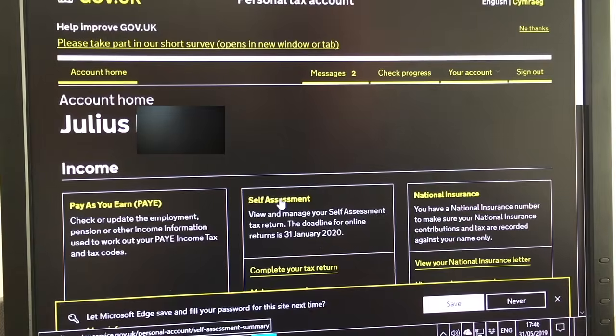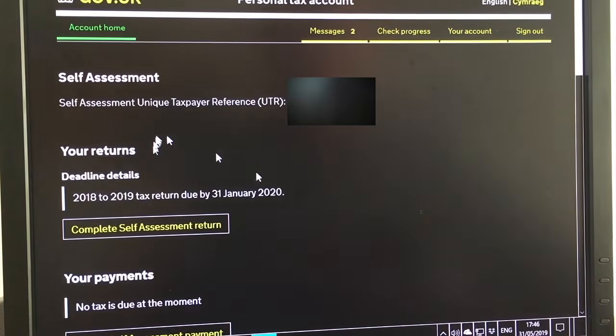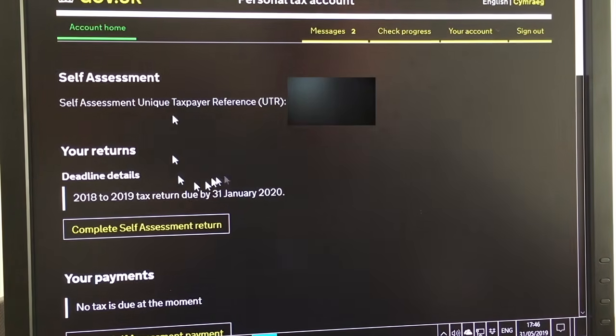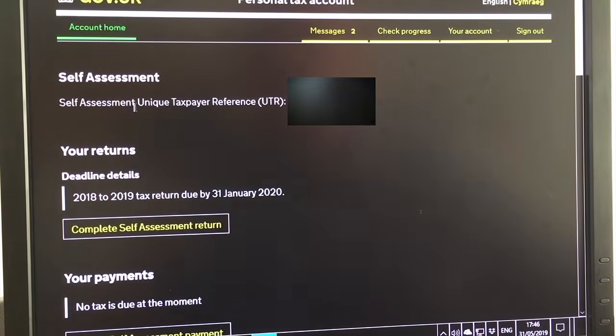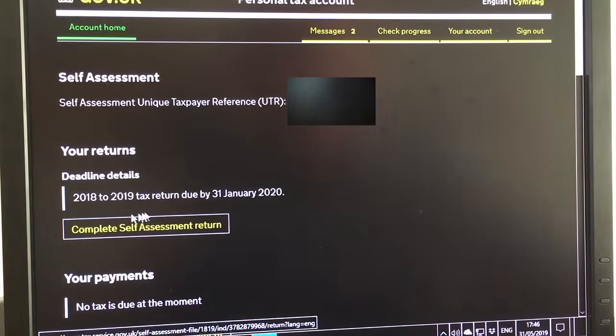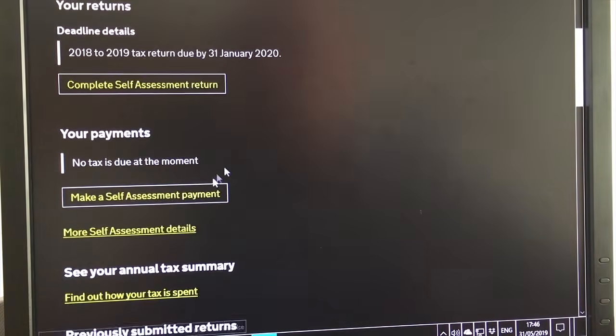Right, now I'm going to go to my self-assessment because I've registered to use self-assessment. Hopefully you've done the same thing. Then I don't really want to do that, do I? I want to complete a tax return. So where is this? Deadline details, complete self-assessment tax return. There you go.